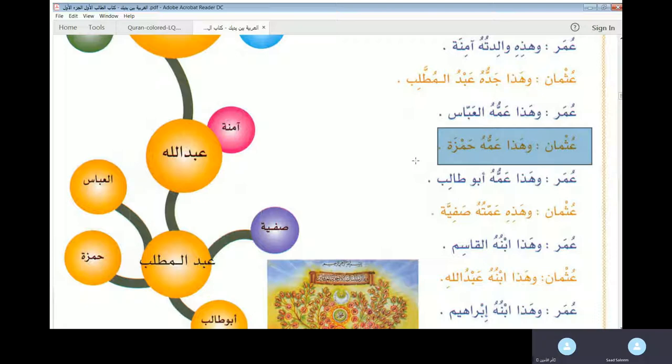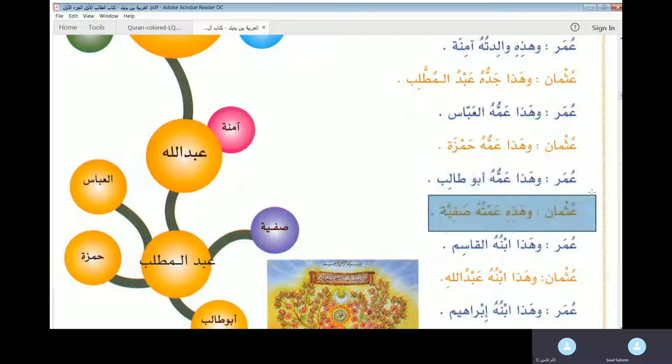Uthman: And this is his uncle Hamza. And this is his uncle Hamza. Umar: And this is his uncle Abu Talib. And this is his uncle, Abu Talib. And this is his aunt, Safiyyah.